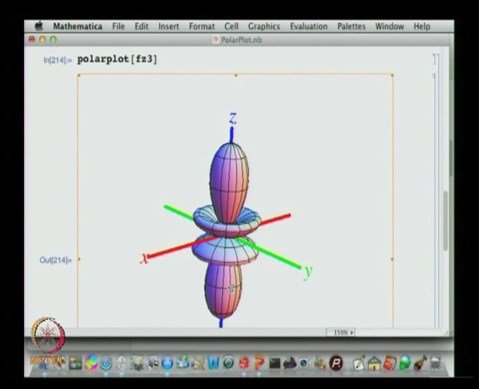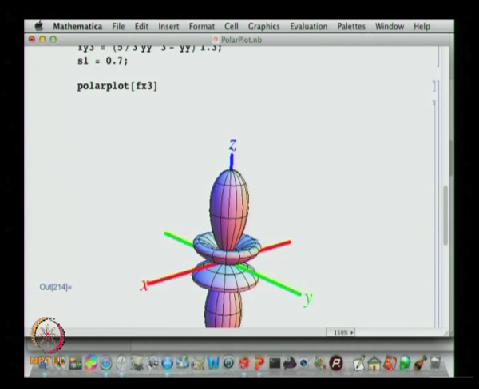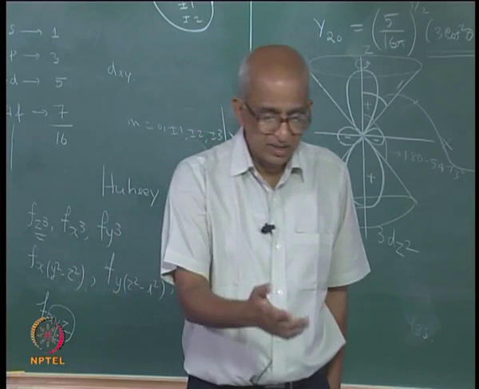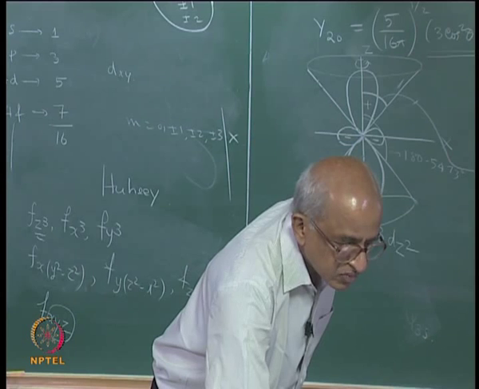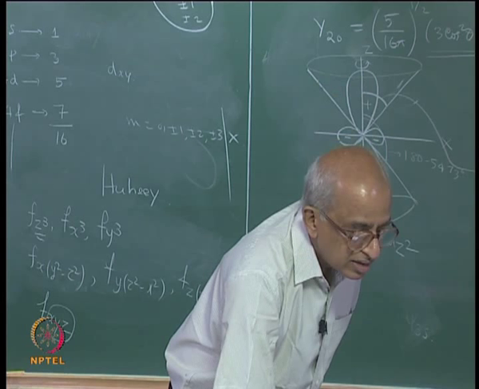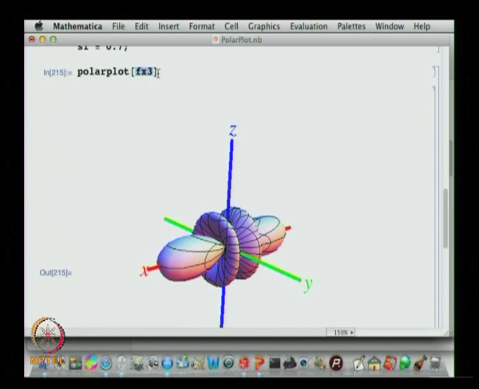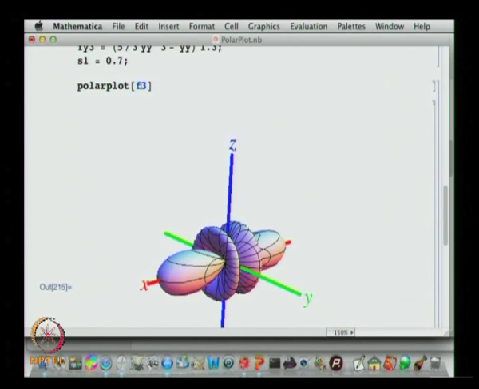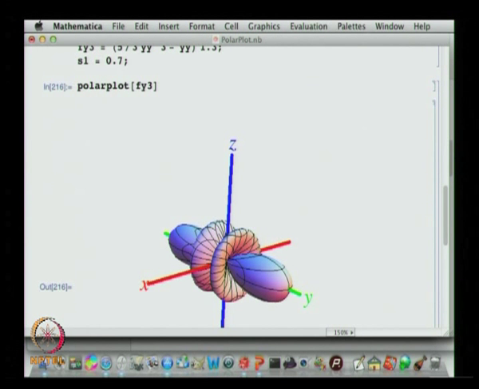So this is the appearance of the f z cube. Notice that it is oriented along the z direction, right. So if I put x cube there, all that will happen is that the appearance is going to be similar, except for the fact that it is oriented along the x direction, and that is what you are going to see. Okay, this is oriented along the x direction. Then you can have f y cube. This will be oriented along the y direction.